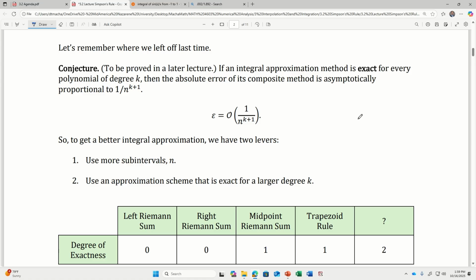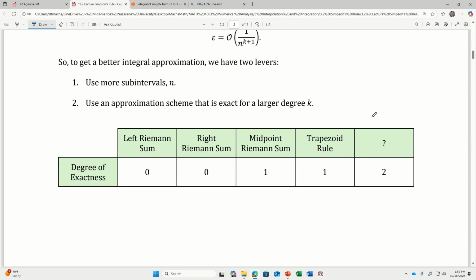And so if we wanted a better integral approximation, we could do two things. One, we could use more subintervals. If I got a Riemann sum, I'm going to use more rectangles. If I got a trapezoid rule, I'm going to use more trapezoids. Or my other option is I could try to use an approximation method that's exact for a larger degree. I want a larger degree of exactness because that could also shrink my error.